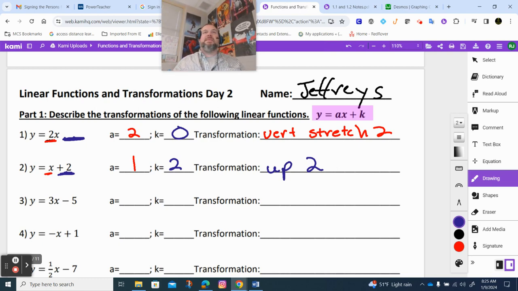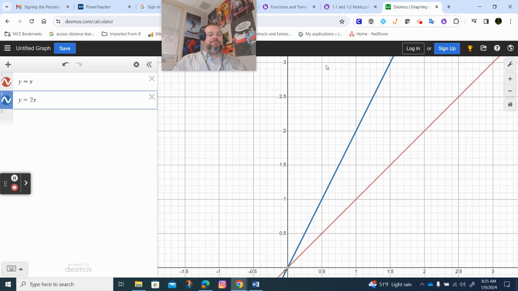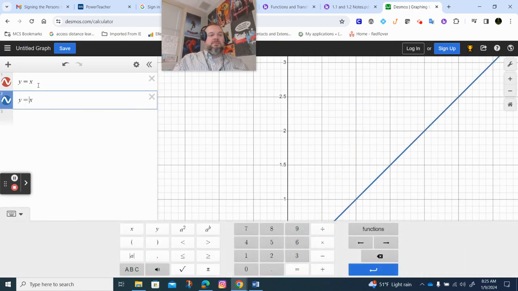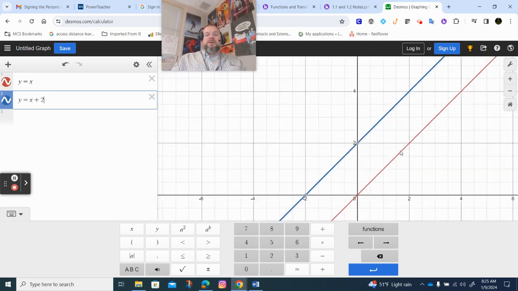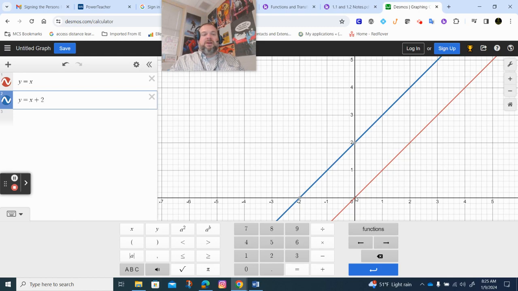All right. Now, here's an example of that. The red is the original. I just picked it up two. I didn't stretch anything. I just moved it up two.